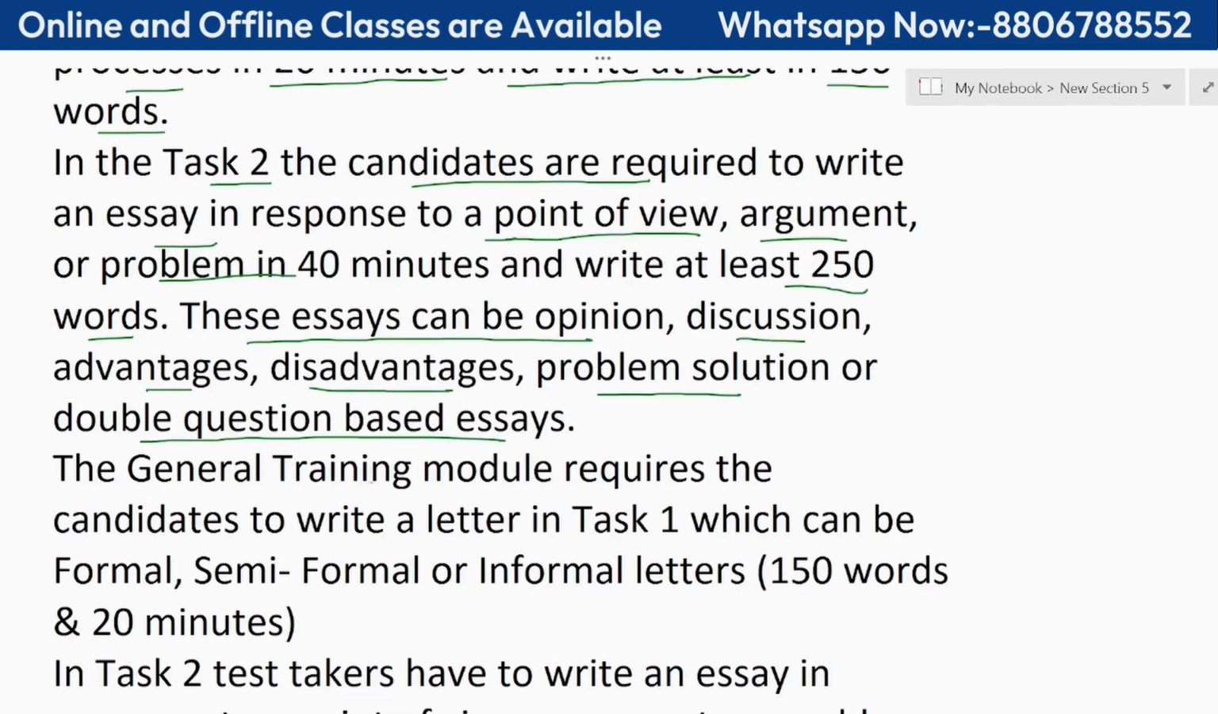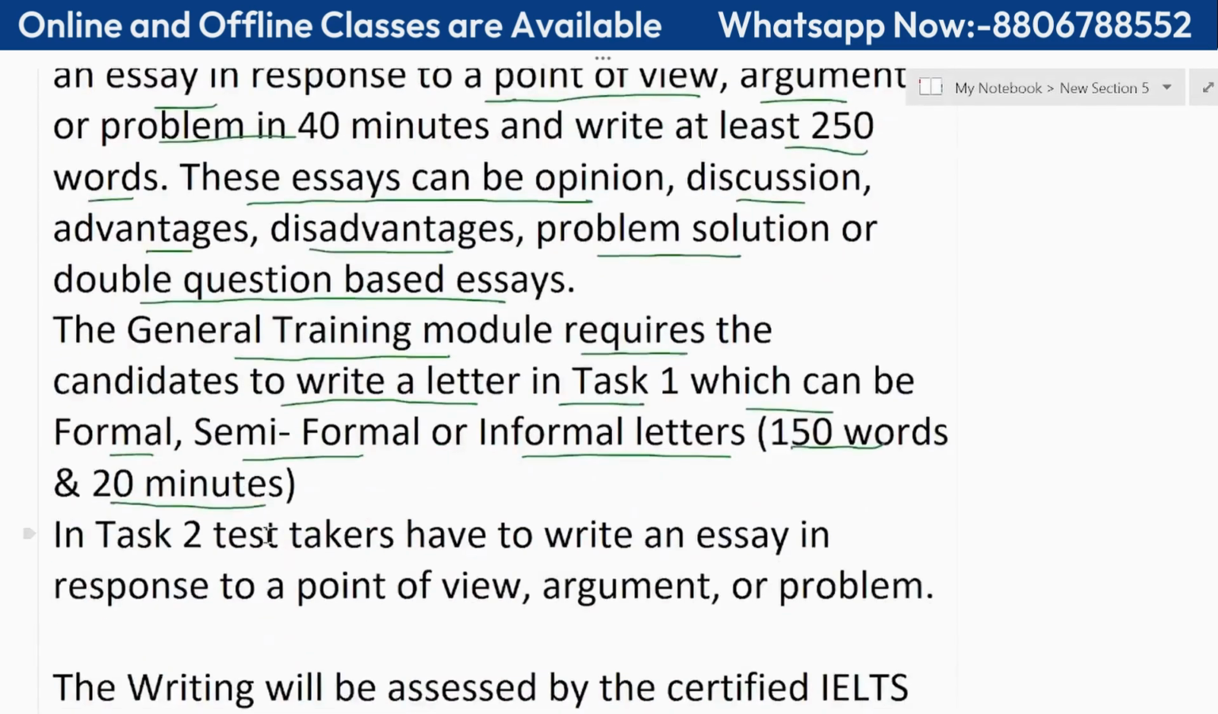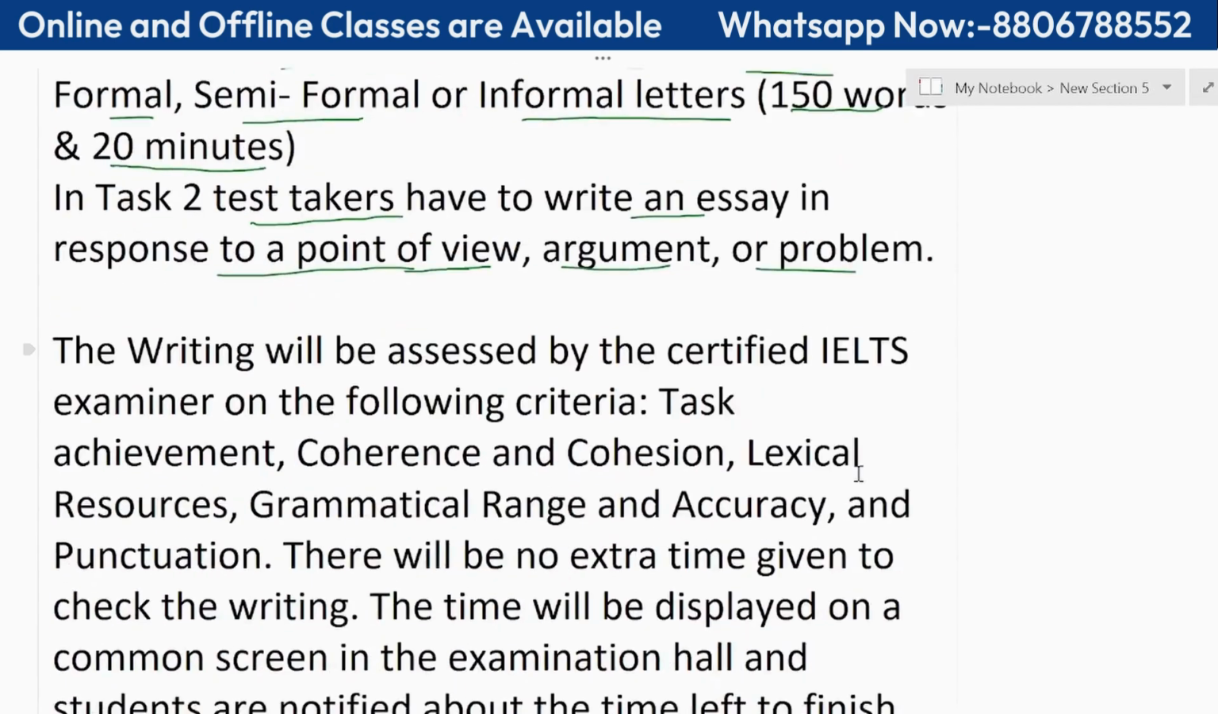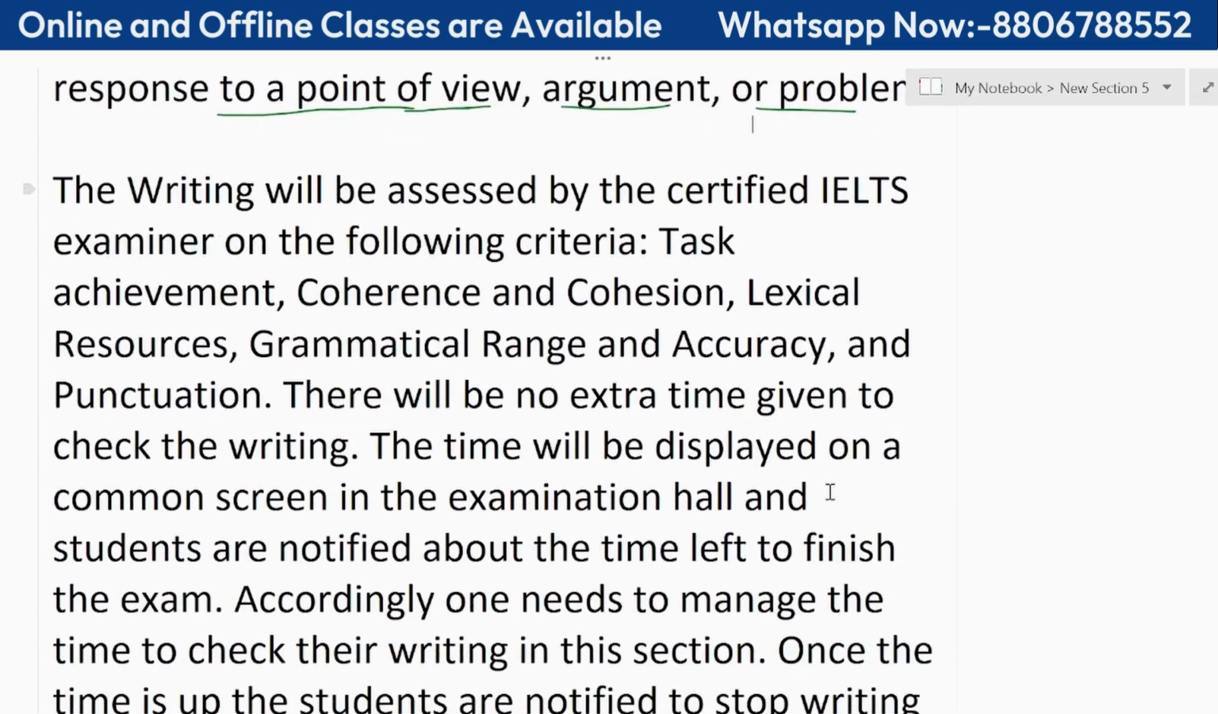Now as compared to the academic, in general training module, it requires the candidates to write a letter in task 1, which can be a formal letter, a semi-formal or an informal letter, and this has to be in 150 words and it has to be completed in 20 minutes. Now in task 2 in the general training, the test takers have to write an essay in response to a point of view, an argument or a problem. Yes, so task 2 remains same in academic and in general training module.